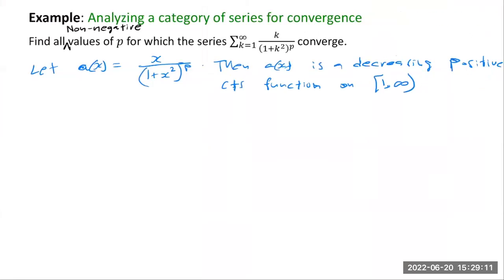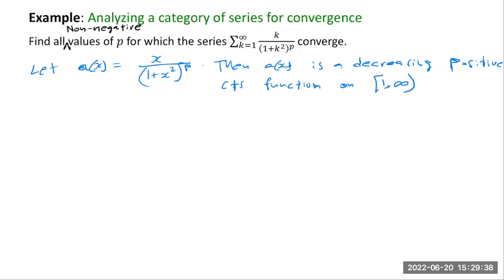Here is the next example that I want to go over. Find all non-negative values of P for which this given series converge. Okay, we need to find all non-negative values of P. P is the power here. So how do we find those P values so that this series converges?